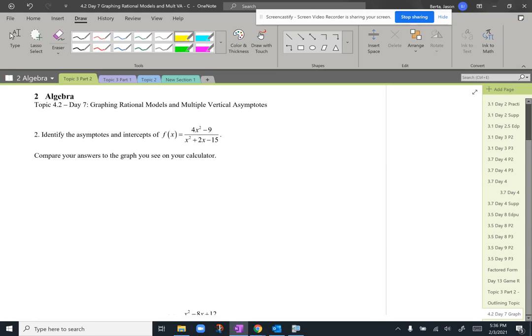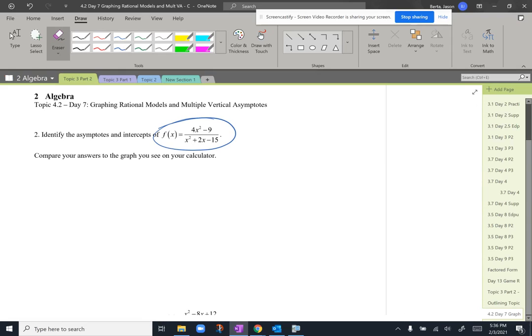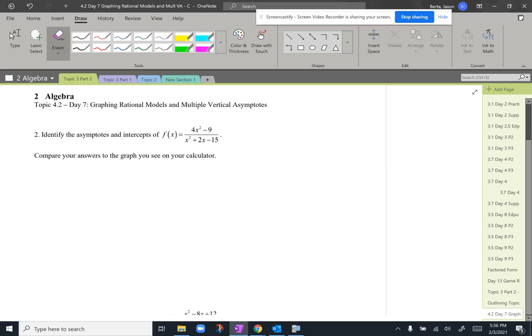All right, let's take a look at number 2 here. I'm going to find this rational function right here. The first thing I want to do to help me out is identify the asymptotes and the y and x intercepts, but I want to first see if I can factor either the numerator or the denominator. In fact, in this particular example, I can factor both of those.